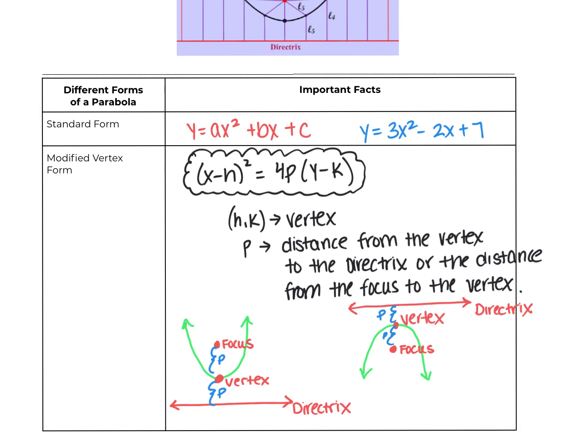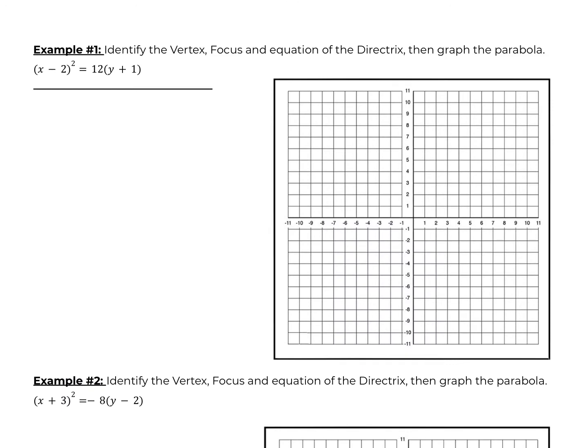So these two pictures, we kind of need to make sure we know. All right, let's put them into perspective now. So example number 1 says we're going to identify the vertex, focus, and the equation of the directrix, and then we're going to graph the parabola.